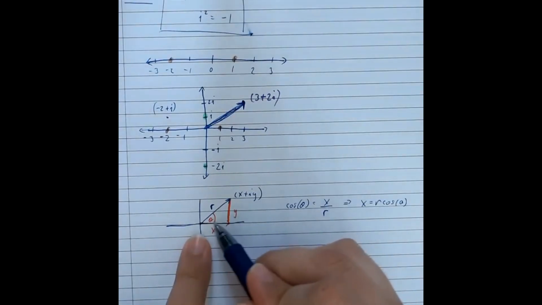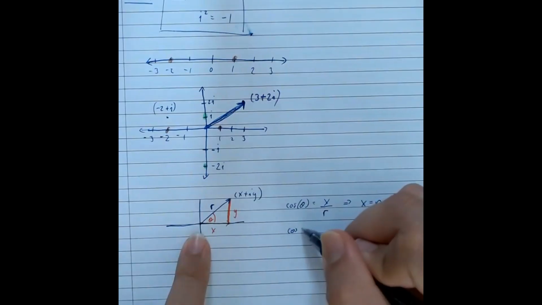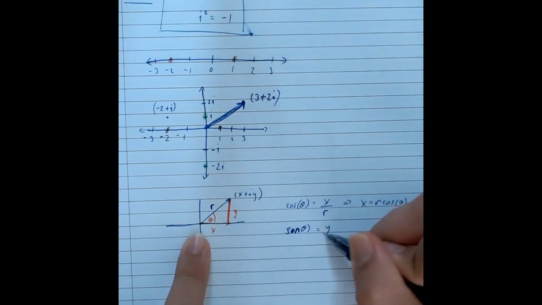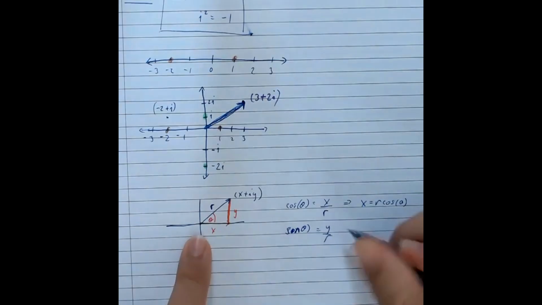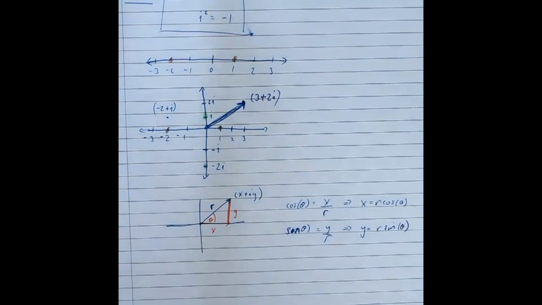Likewise, I could use theta to find this y. Well, the sine of theta is equal to y over r, the side opposite over the hypotenuse. If I multiply the r over to the other side, I get y equals r sine of theta, like this.